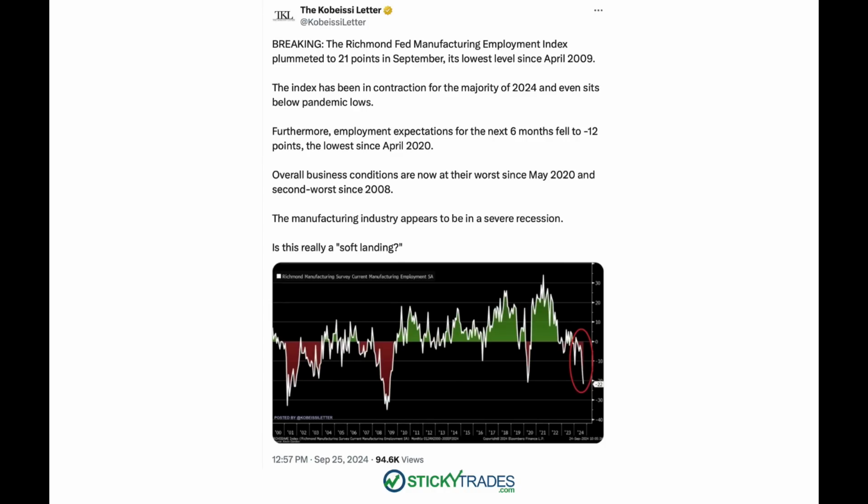Now, the Kobeissi Letter put this one out Wednesday. The Richmond Fed Manufacturing Employment Index plummeted to 21 points last month, and this is the lowest level since April of 2009. You see here, and this is again going to affect the employment numbers. It's going to affect the job report eventually, and the real news is going to catch up with the numbers, I believe, again, like I said, in the revisions. So stay tuned for that.